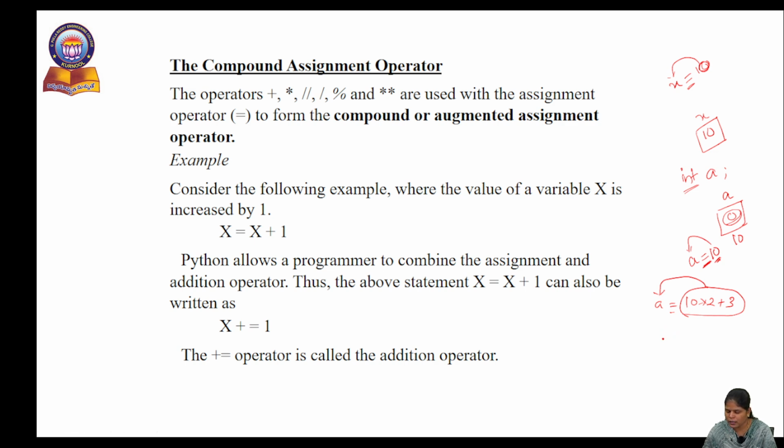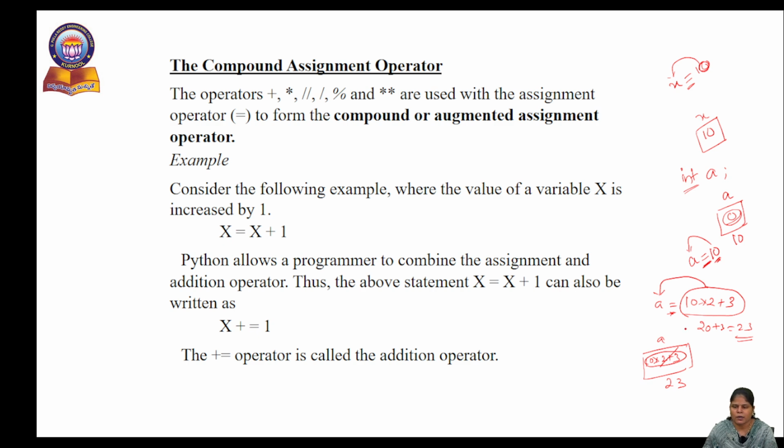First, memory allocation will be done for a. There it stores 10 into 2 plus 3. Now this will be evaluated: 20 plus 3, that is 23. Now the expression will be removed, and 23 will be stored in the place allocated for a, right? This we call a normal assignment. If you use a single equal symbol, we call it a normal assignment.